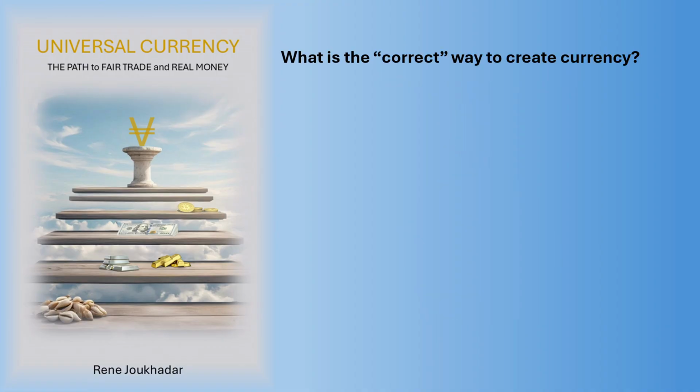The question is, is there a correct way to create currency? And the answer is yes. So how do we do that? One, we have to understand what is the origin of all value. As we have established in the last few slides, primary products are the origin of all value. We will also make this point very clear in the next two slides.